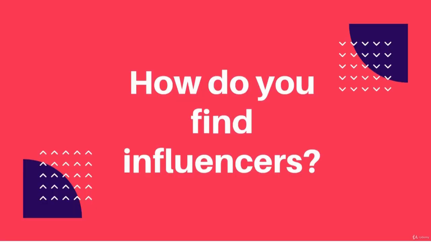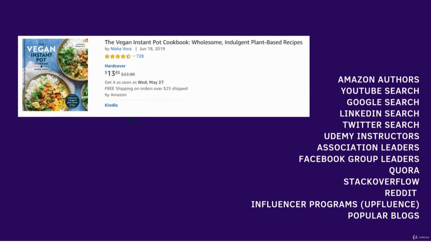Now, the key question is, how do you find these influencers? There are different ways. One of the simplest is just to search for a keyword on Amazon. Here I found an author who you might consider an influencer in the vegan market. You can also do searches on YouTube, Google, LinkedIn, Twitter, and Udemy. Also look for associations and identify their presidents, executives, and board directors. Facebook group leaders carry similar credibility.